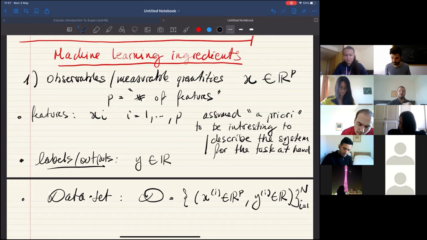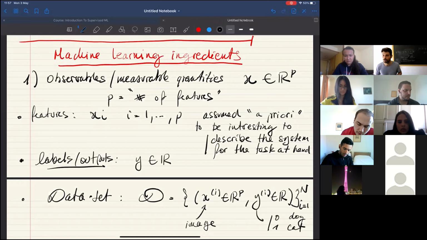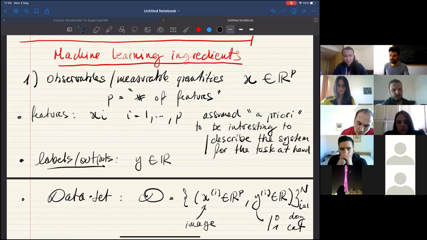So this could be the image, and this is, let's say in the classification task, this could be 0 for dog and 1 for cat. Or in the problem of predicting the endpoint of trajectories, the inputs would be the initial vector, and for each trajectory, you would measure the final endpoint for many trajectories. And the label in this case would be the value of the endpoint, the position of the endpoint of the trajectory.